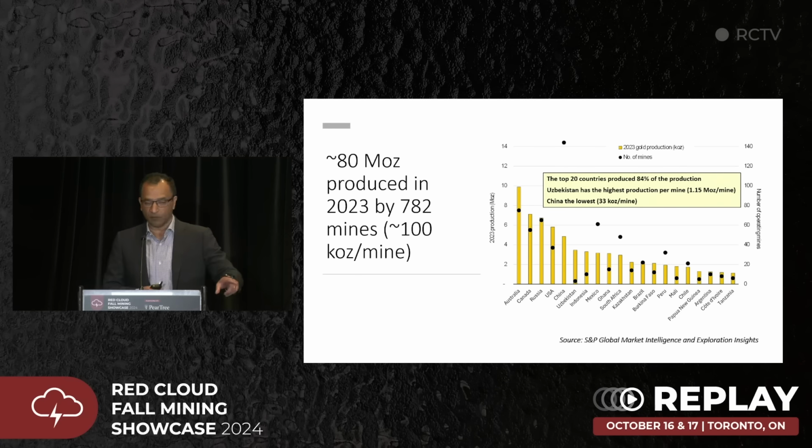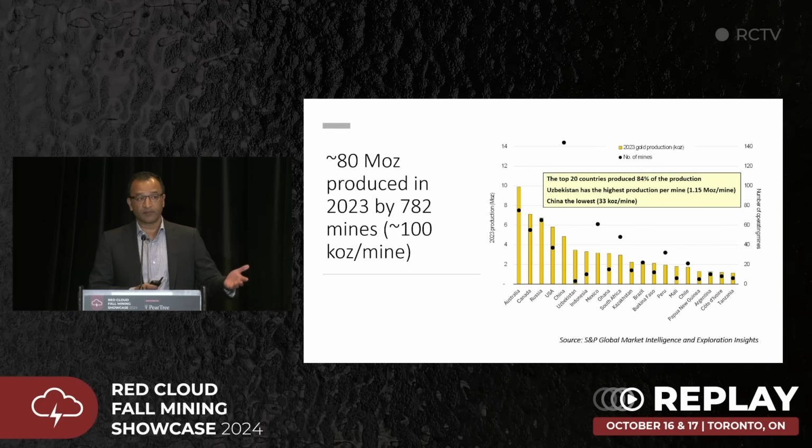So you'll see that Russia produced a lot. You'll see that Uzbekistan, they don't have very many mines, but on average, each mine produces over 1 million ounces. So when I worked for Newmont, we were just getting out of Muruntau. Muruntau is still producing. It's still a big mine. But there's not a lot of exploration in Uzbekistan.